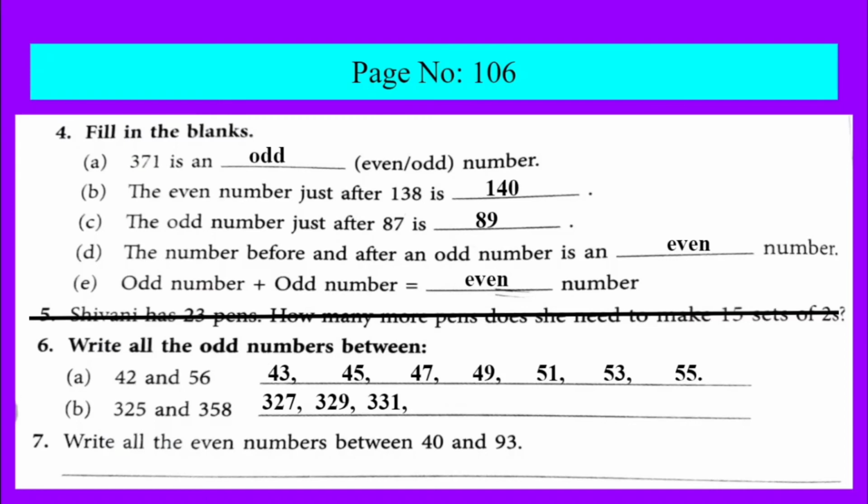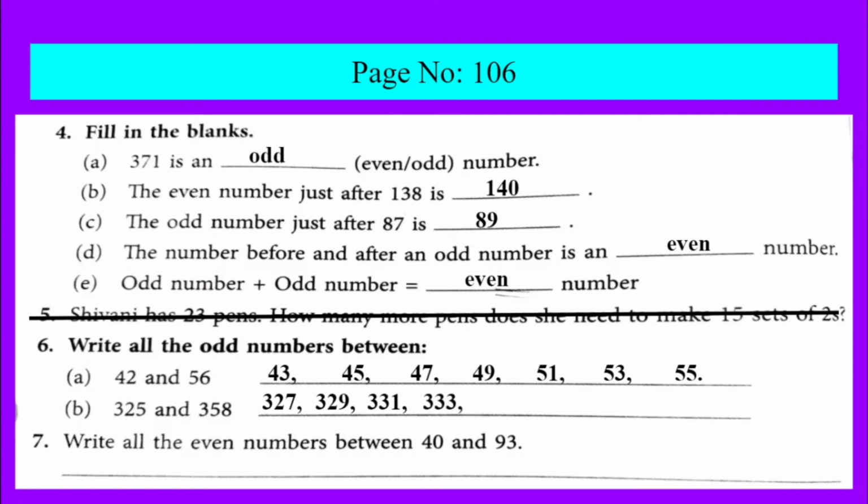Now which number comes after 331? 332. It is an even number. So we can't write it here. So after 332 it is 333. It is an odd number. So we can write it here.